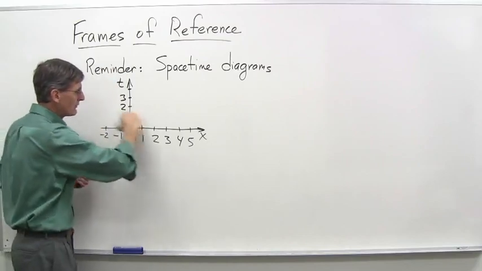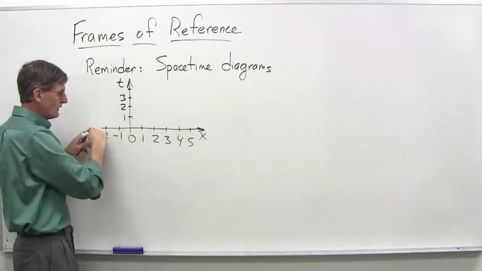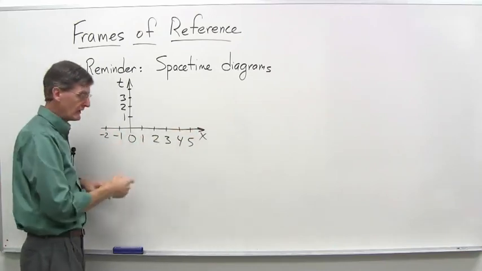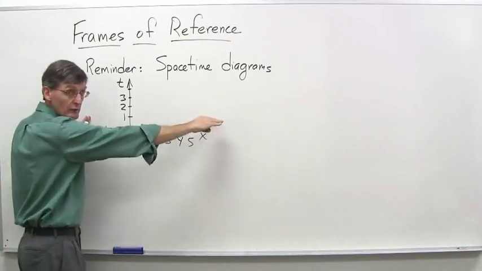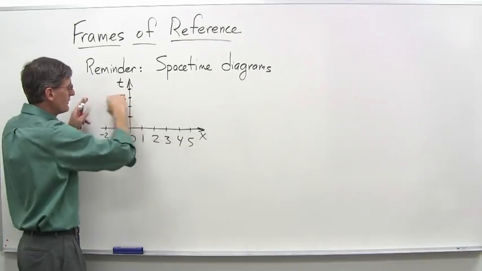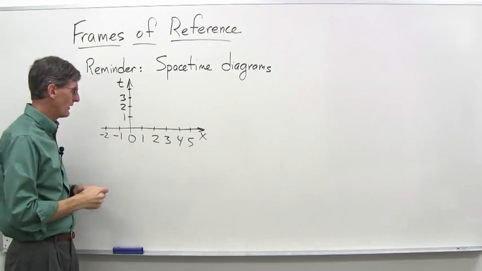So again, if you think about horizontal slices here, the x-axis as drawn is what the x-axis looks like at t equals 0 seconds. And then we'd have another slice at t equal 1 second, t equal 2 seconds, 3 seconds, and 4 seconds, and so on and so forth.